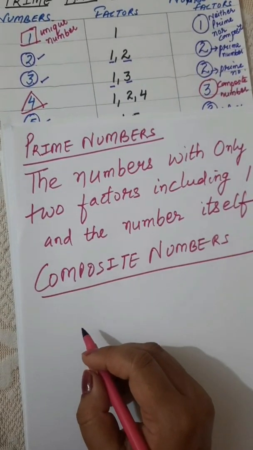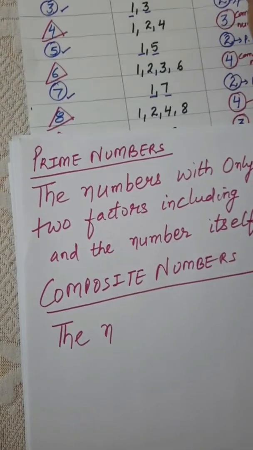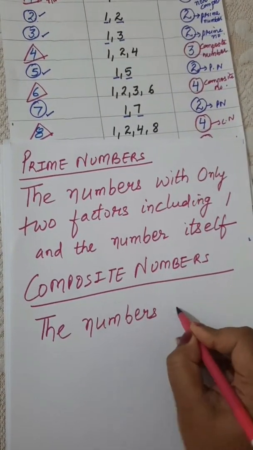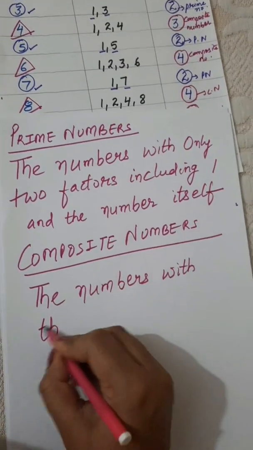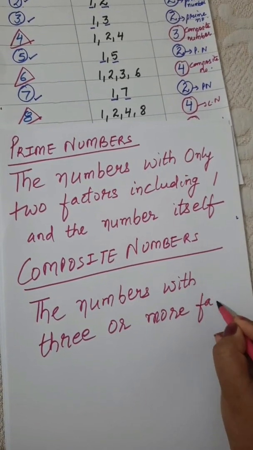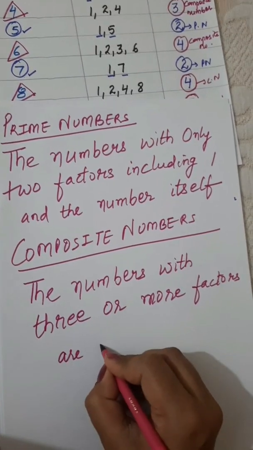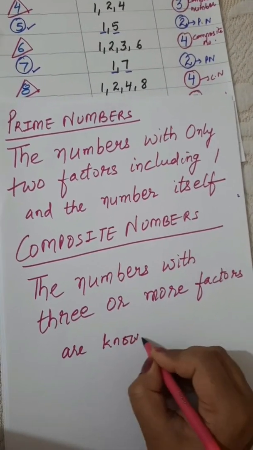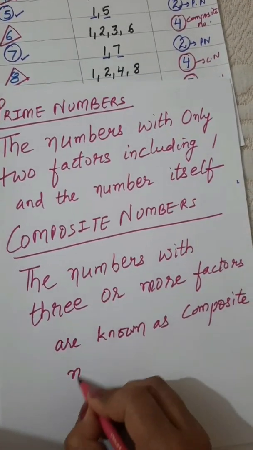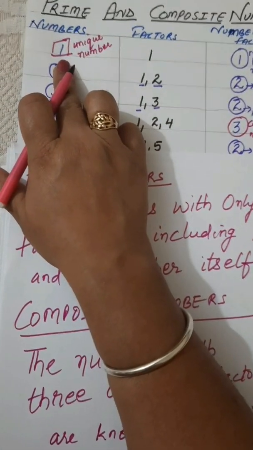So we have the definition of composite numbers: the numbers with 3 or more factors are known as composite numbers.